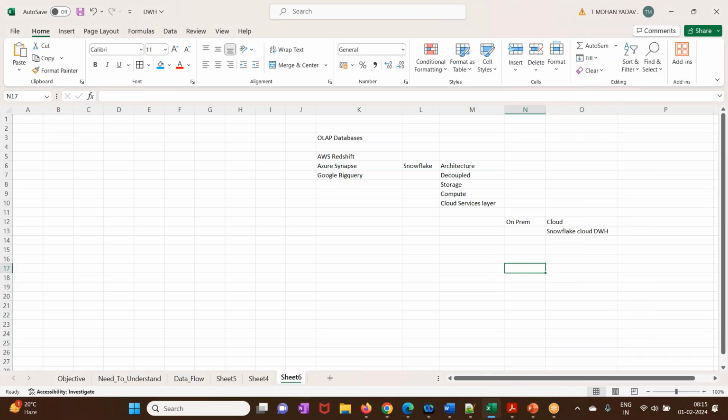Any doubts in terms of categorization between on-prem and cloud? Hope everyone is clear. I can see a lot of new people who don't have knowledge of cloud. Just try to understand the terms. Yeah, Mohan. Yes, yes, hello.